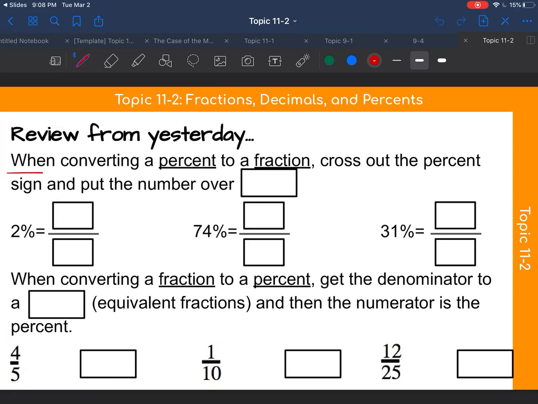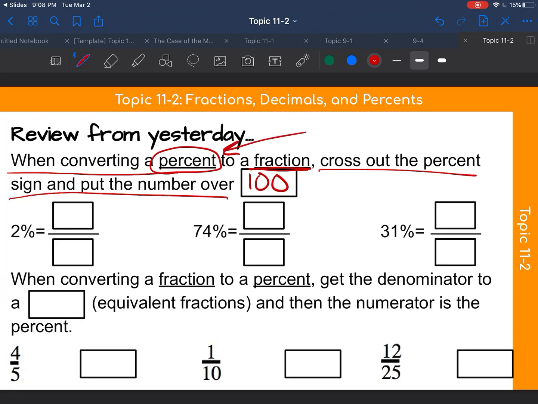So really quick, it says when converting a percent to a fraction, all you do is just cross out the percent sign and put the number over what? Well, you want to put it over 100, because we talked about this yesterday. Percent. That word cent literally means 100. So percents deal strictly with the number 100. They basically mean out of 100.